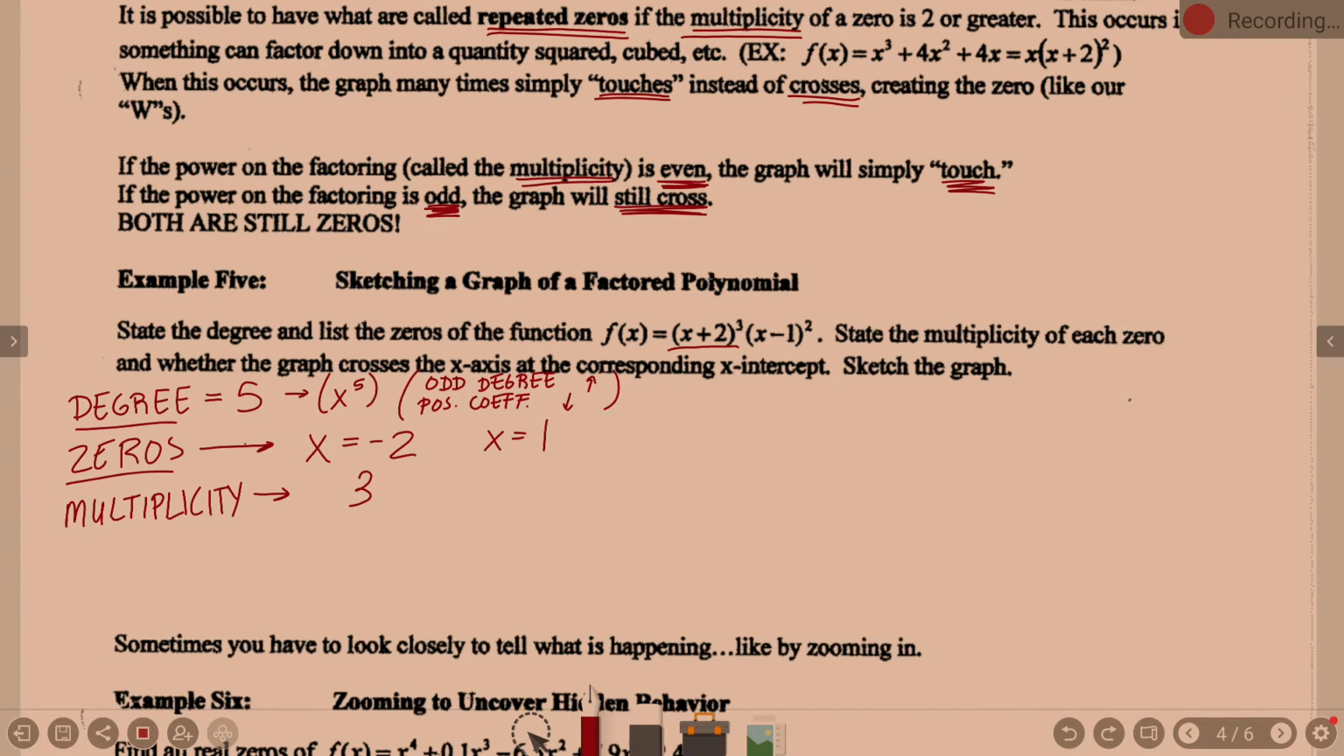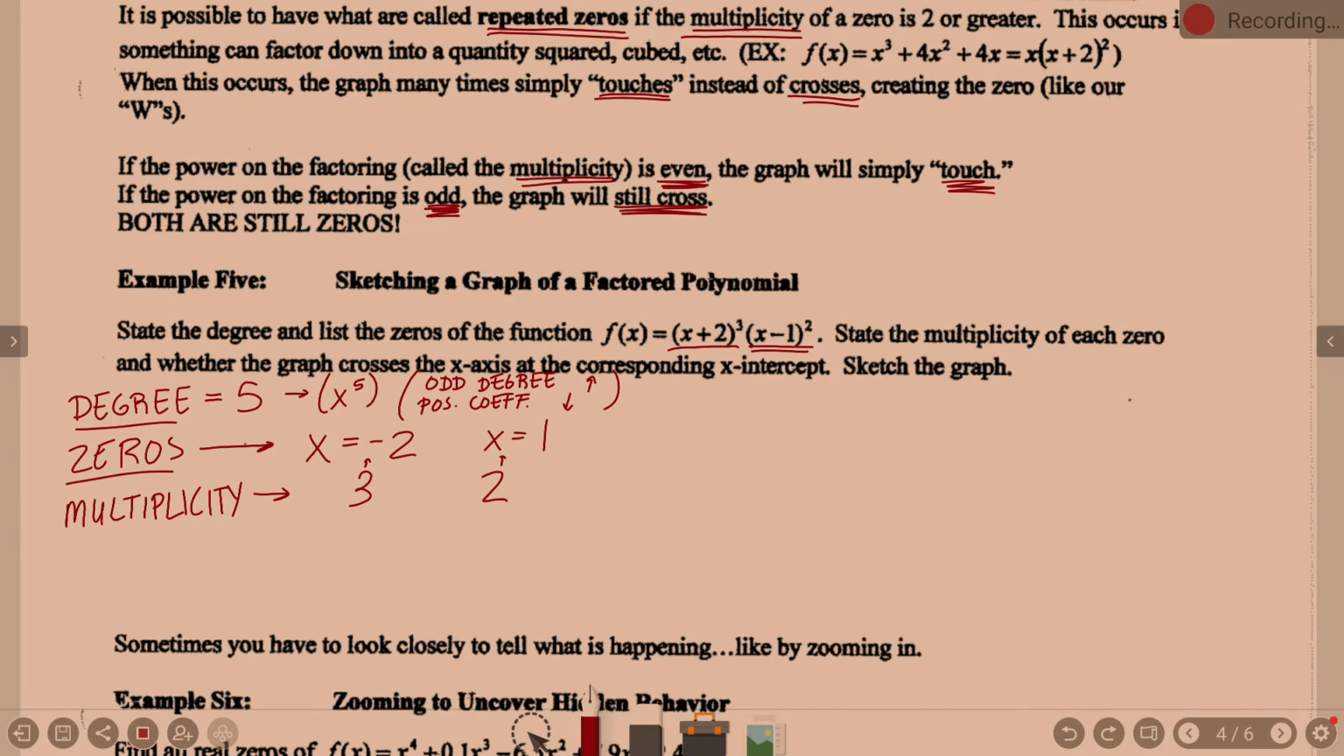X equals 1 came from x minus 1. What's the multiplicity of x equals 1? 2, because the power is 2, yes? So we have a zero of x equals negative 2 that has a multiplicity of 3. X equals 1 has a multiplicity of 2. Are we okay with that? Yes, multiplicity is the power of the parentheses. I agree.